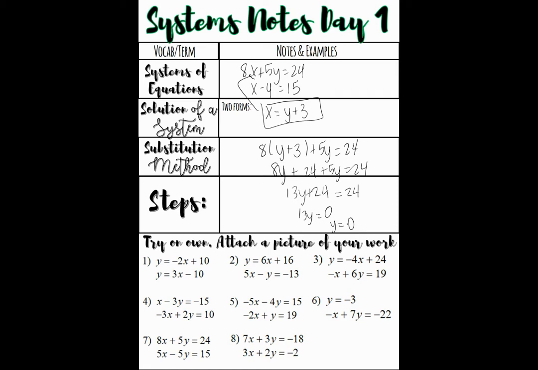Plug it back in. If y is 0, that means we get rid of, let's say, this one down here. So we get 5x equals 15. So x equals 3. So we get 3 comma 0.